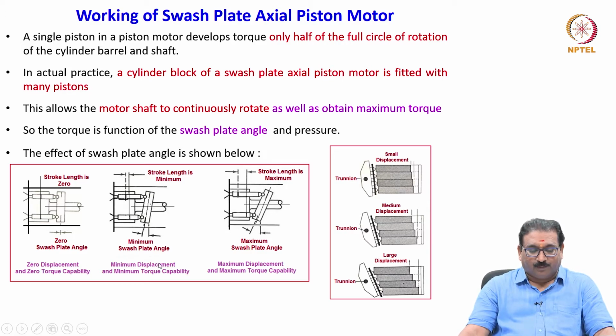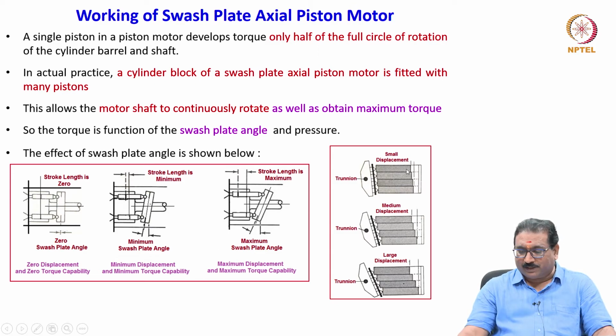Which results in minimum displacement and minimum torque capability. When you rotate the swash plate still further, you will see the maximum swash plate angle results in maximum displacement and a maximum torque capability. Here I have shown you only 2 pistons.